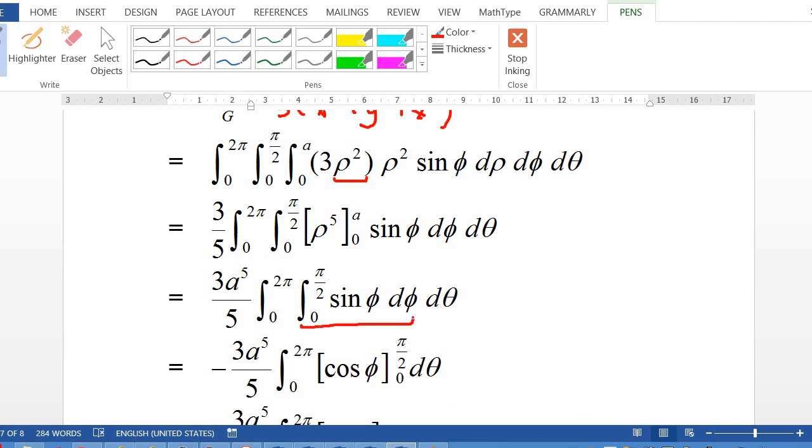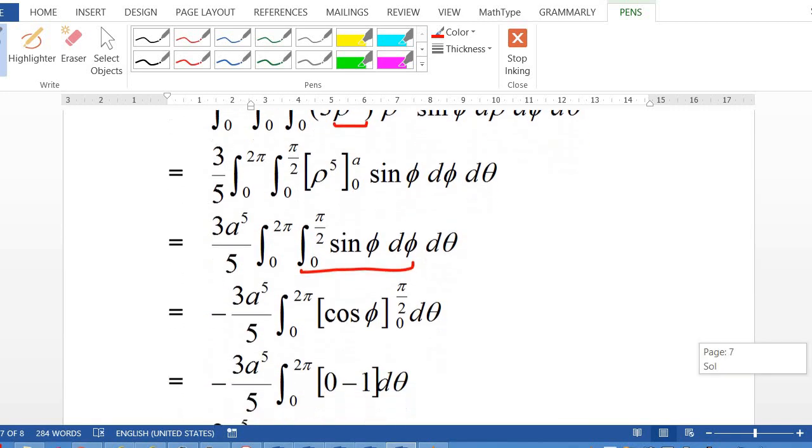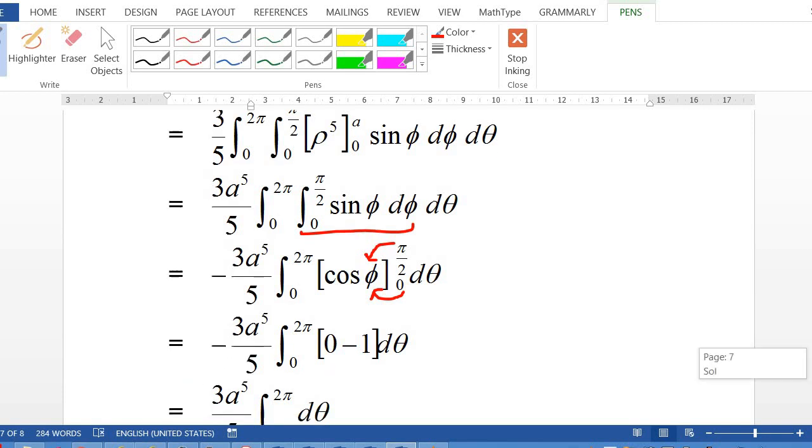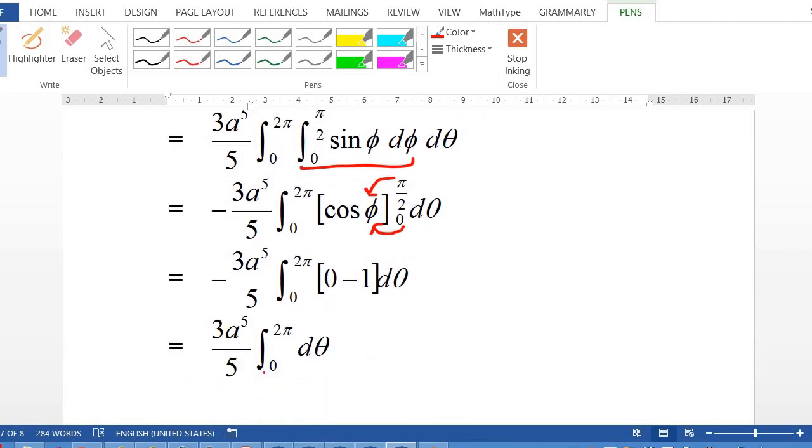Then integrate sin phi d phi from 0 to pi over 2. You get negative cos phi from 0 to pi over 2. Plug in phi equals pi over 2: cos pi over 2 gives 0. Then minus, plug in 0 into cos phi: cos 0 is 1. Hence, the negative becomes positive, giving 1.